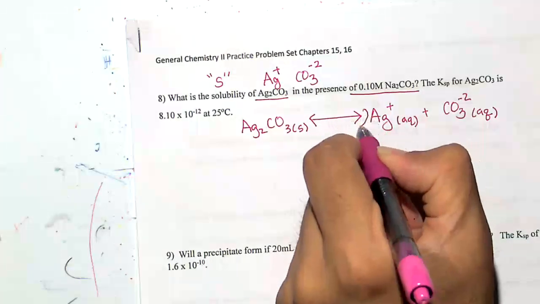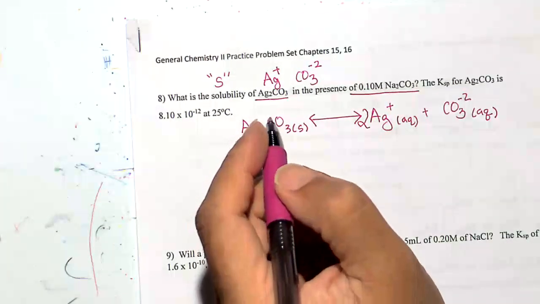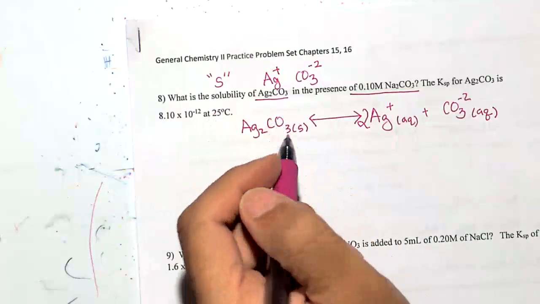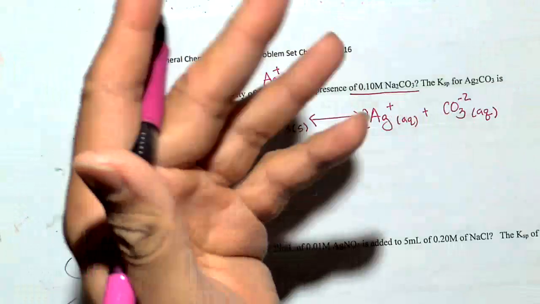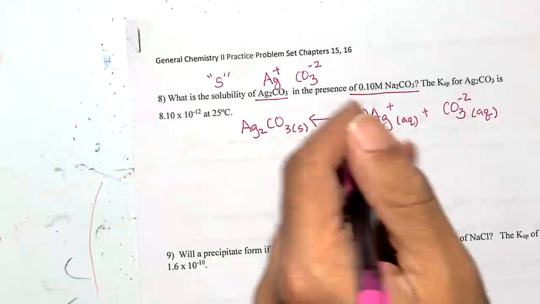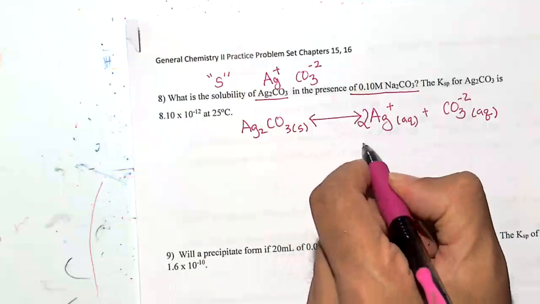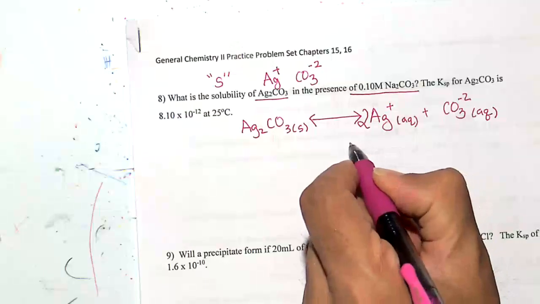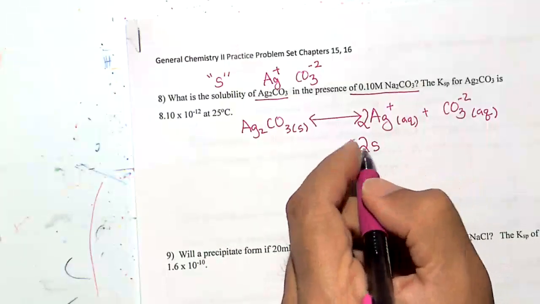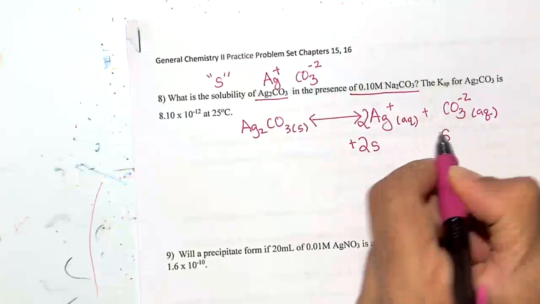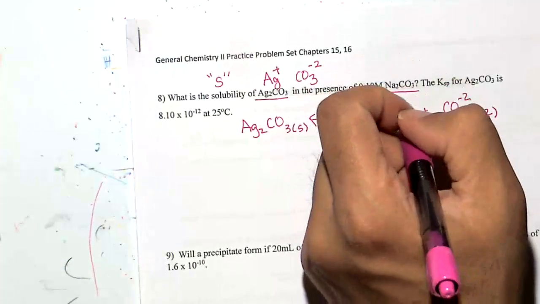Okay, and what do we need to do? We need to balance it. And now some of it will go back this way. That is in essence what a KSP is. So some of this will go back this way, and this is going to be plus 2s, not s, but plus 2s. And this will be s plus what else?